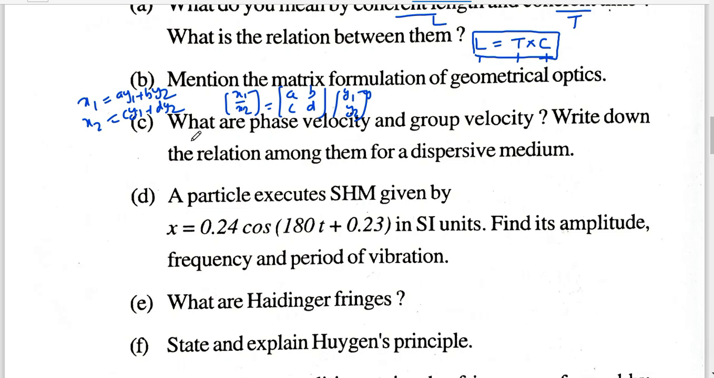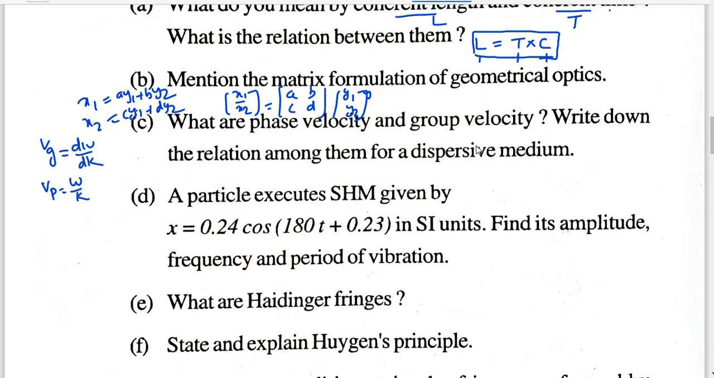So what are the phase velocity and group velocity? Write down the relation among them for a dispersive medium. This is a very important question, and it is asked in many exams. So what is group velocity and what is phase velocity? Remember, the group velocity is equal to d omega by dk, and the phase velocity is equal to omega by k.